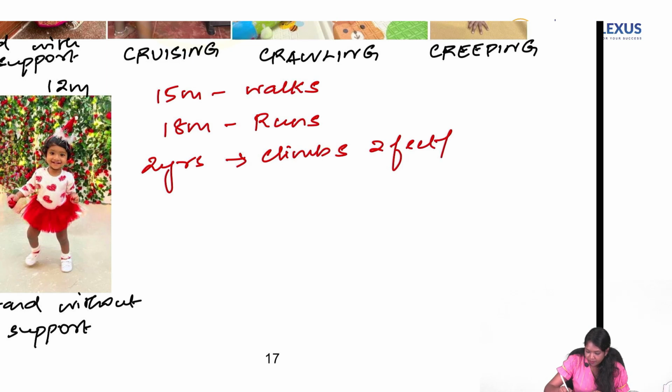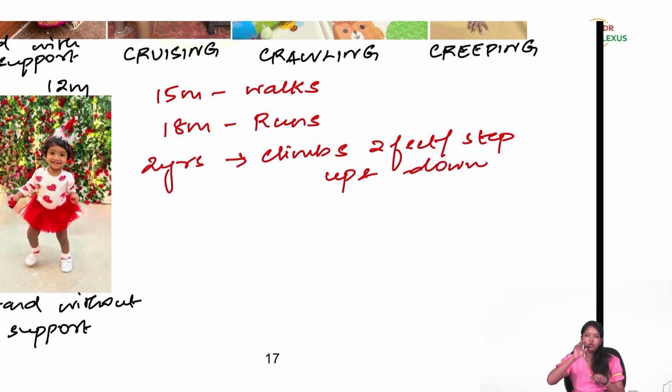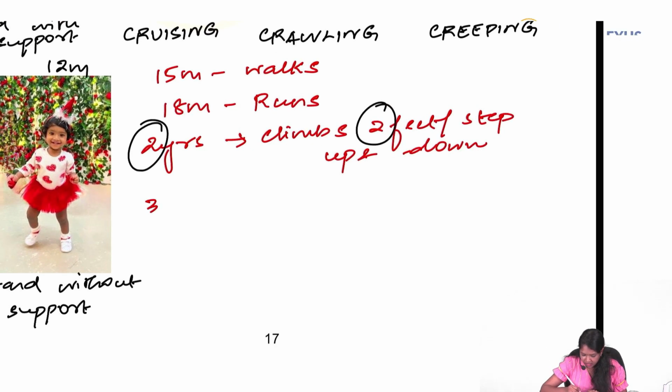2 feet per step. Up and down. When you want to climb stairs, you will just climb like this and go. But when a 2-year-old baby wants to climb, it will climb like this: 1 step, another step. 1 foot, another foot. And down also the same. 1 foot, another foot. This is called climbing up and down 2 feet per step. How to remember? 2 at 2 years. 3 years, what happens?